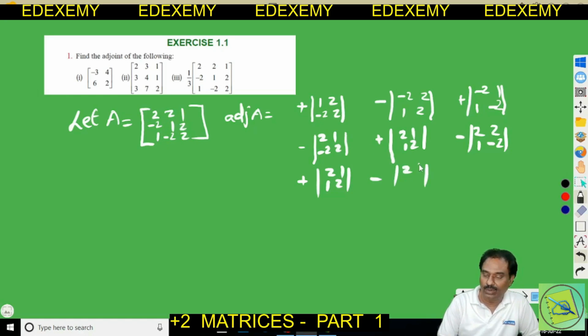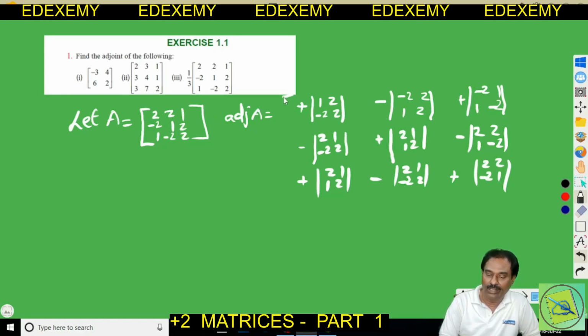So the determinant of this is in the third row second column. Leaving that, 2, 1, minus 2, 2 are the remaining numbers. So we take the determinant value of 2, 1, minus 2, 2. Therefore the final element 2 is in the third row third column. You leave that third row third column, and the remaining numbers are 2, 2, minus 2, 1.